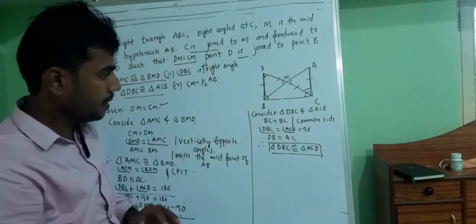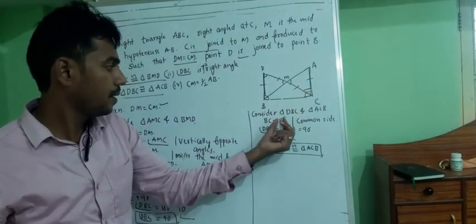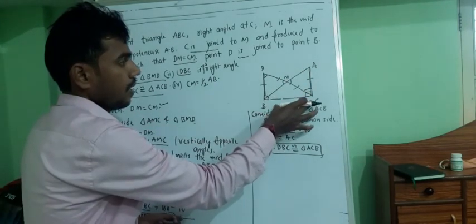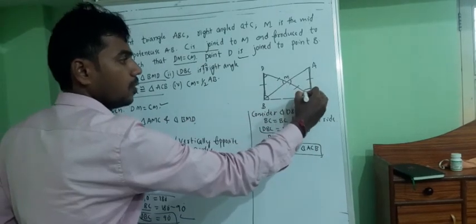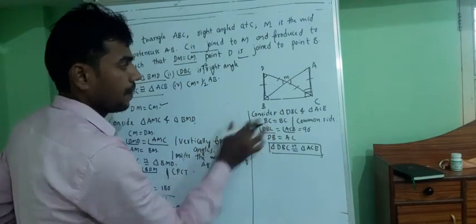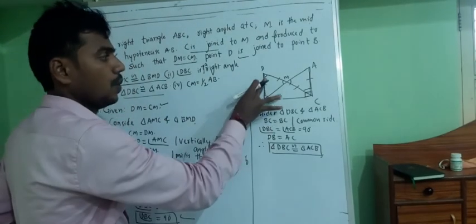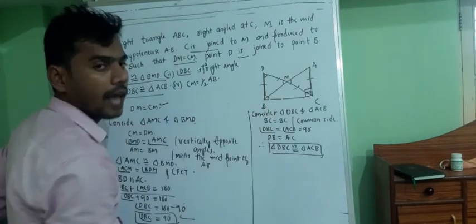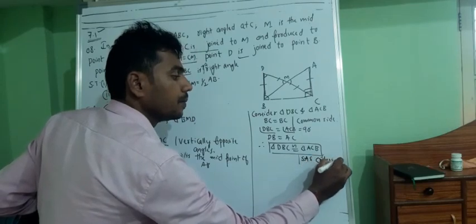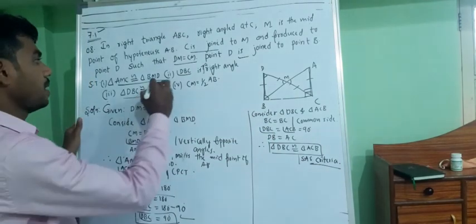Fine. In this, where is BC? BC and AC, and the included angle. BC and DB, and the included angle. So SAS, two sides and the included angle are equal. So SAS criteria. Don't get confused. It is very easy. What we have applied is the SAS criteria. Now, this part is over.